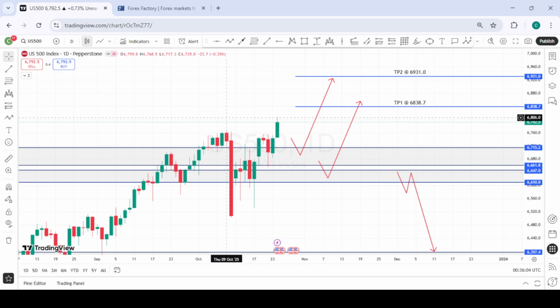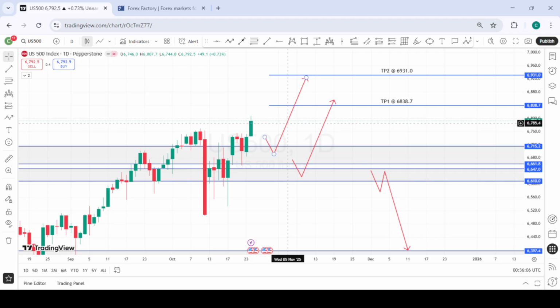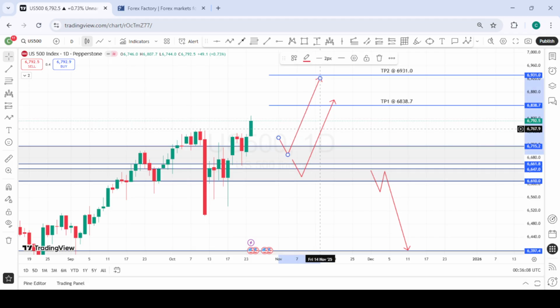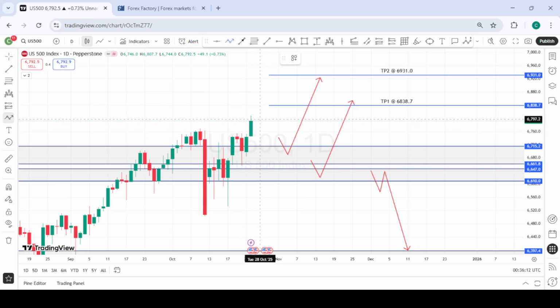And price might also not pull back that deep to these zones. Should price pull back to retest this structural high, and it doesn't go lower and gives us confirmations within this area, we can still be interested in taking the buy to the upside for the S&P 500.